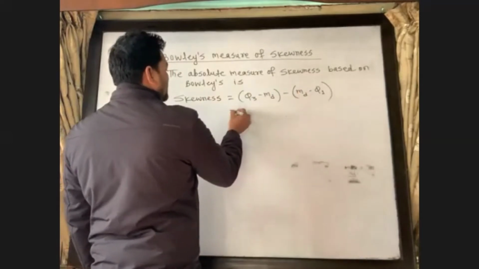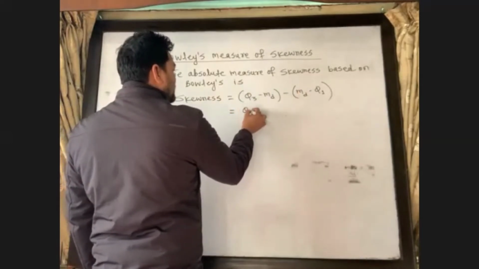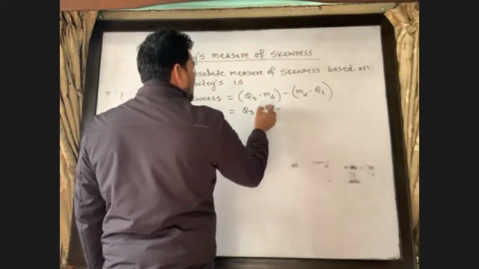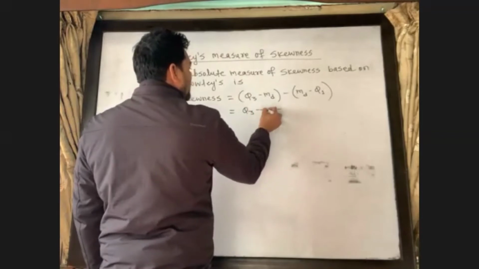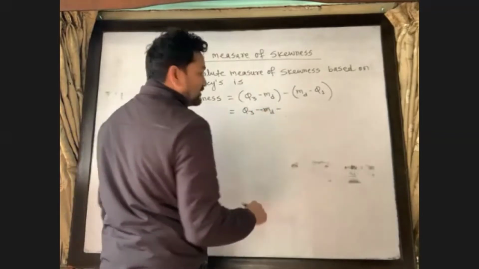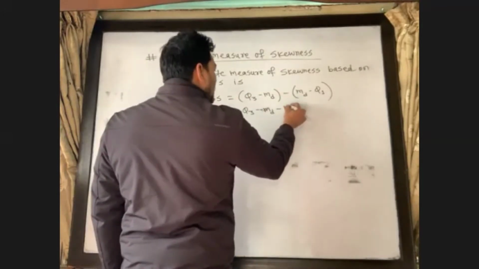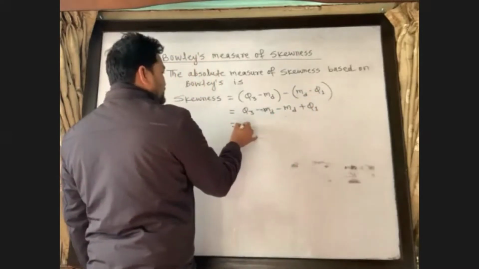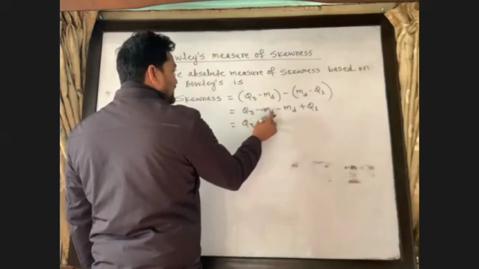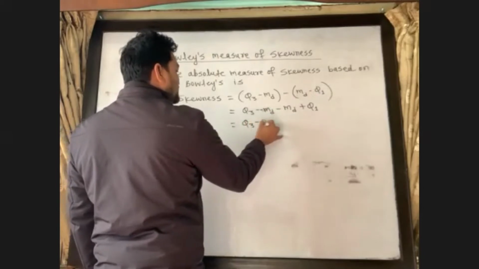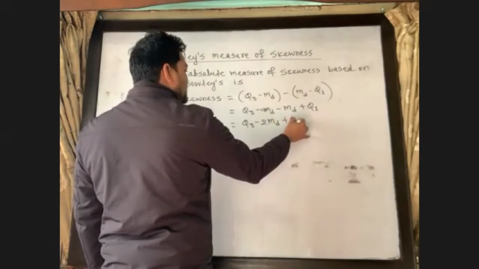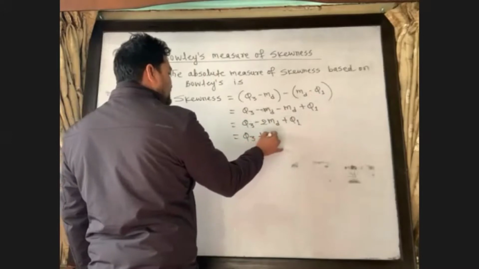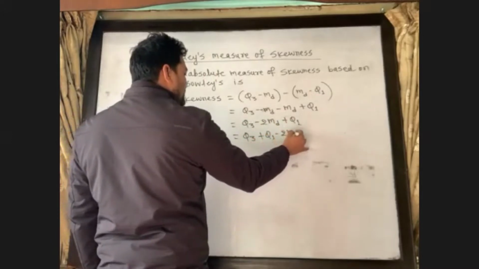We can simplify this a little. Let's write Q3 minus MD, then minus MD. Now it becomes plus Q1, because minus into minus is plus. So we can write Q3, MD minus MD is minus 2MD, then plus Q1. This equals Q3 plus Q1 minus 2MD.